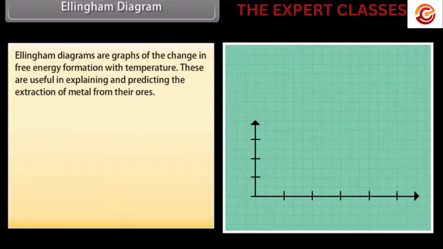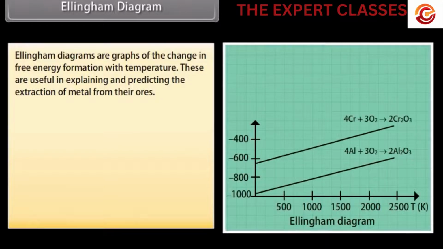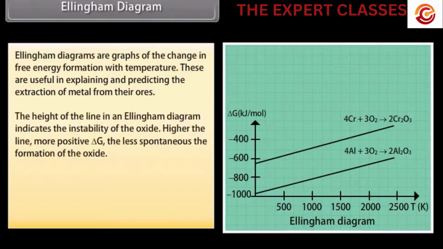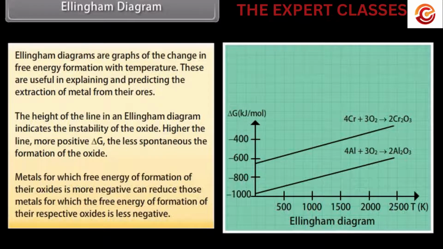Ellingham diagram. Ellingham diagrams are graphs of the change in free energy of formation with temperature. These are useful in explaining and predicting the extraction of metal from their ores. The height of the line in an Ellingham diagram indicates the instability of the oxide. The higher the line, the more positive delta G, and the less spontaneous the formation of the oxide. Metals for which free energy of formation of their oxides is more negative can reduce those metals for which the free energy of formation of their respective oxides is less negative.